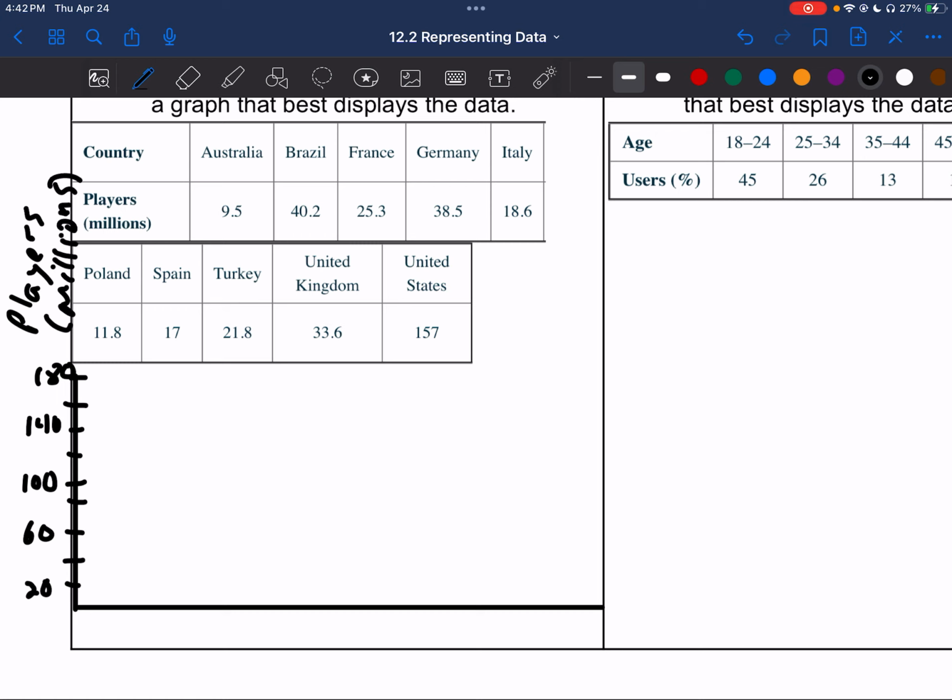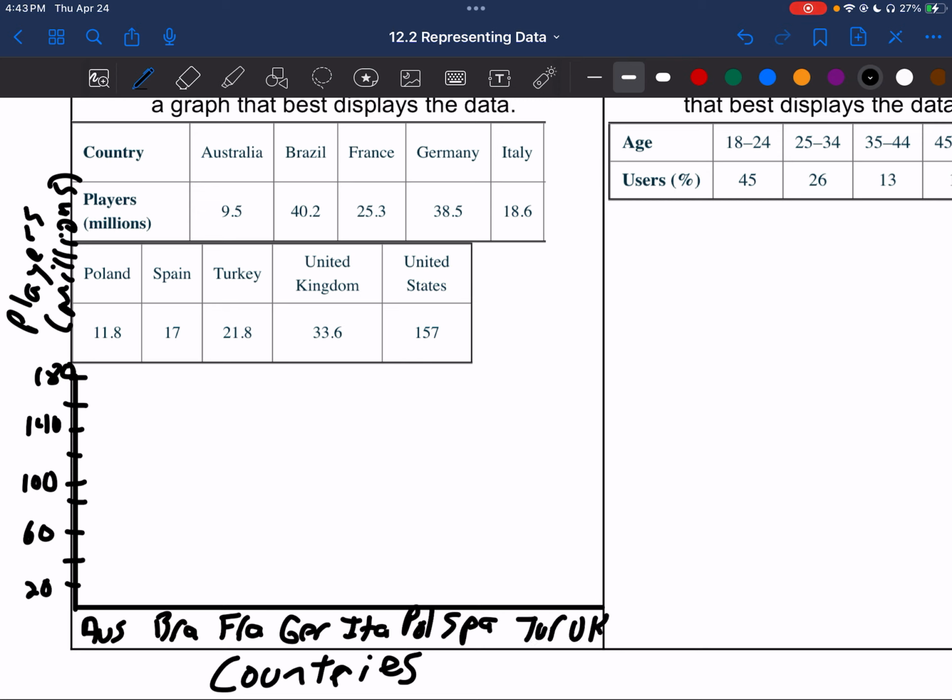Okay. Down below, we're going to list our countries. First we've got Australia, Brazil, France, Germany, Italy, Poland, Spain, Turkey, UK, US. And we're going to carry over a little bit into the next column.